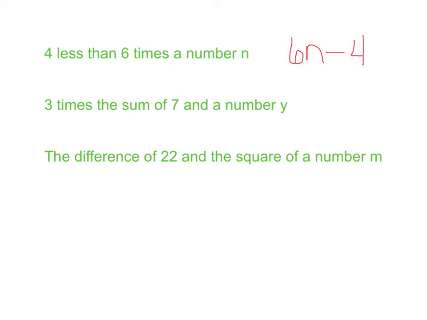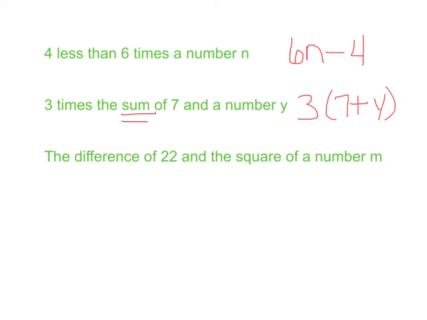Okay, 3 times the sum of 7 and a number y. So we have 3. We know that we're multiplying it times something. As soon as it says sum, that means that we are going to have to find an addition problem first. Sum means addition. 3 times the sum of something. The sum of what? 7 and a number y.